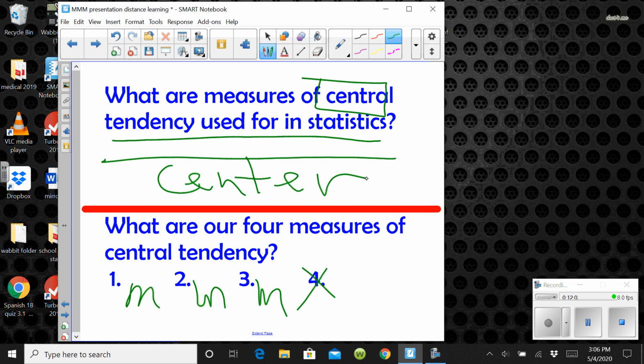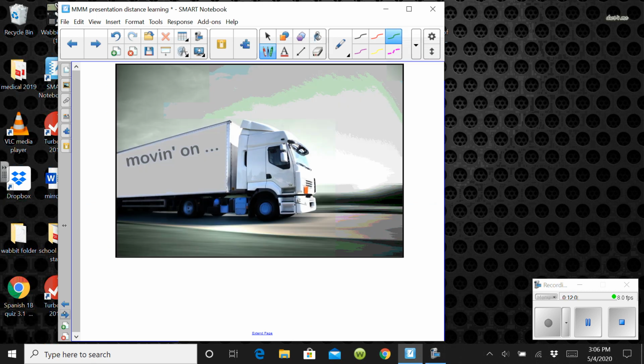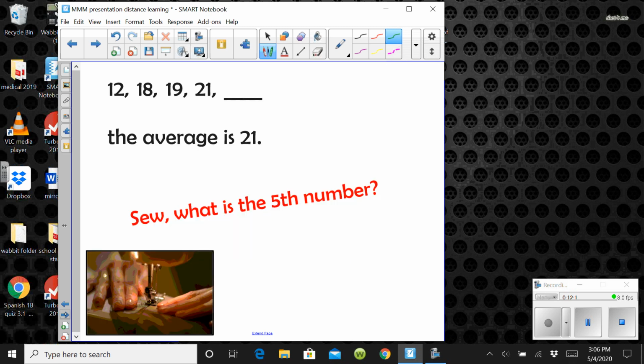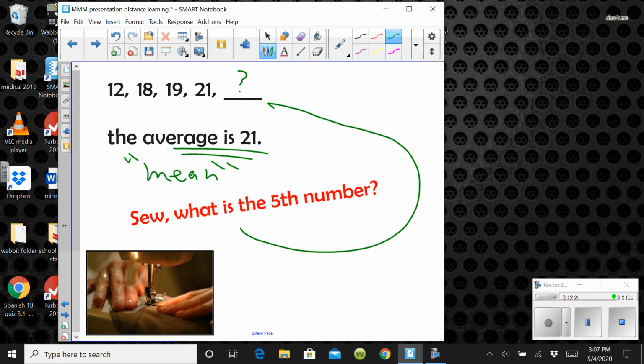Can I add one other little topic? Can we move on to one other little thing and then we'll be done already? Here's 5 numbers, 12, 18, 19, 21, and something. The average, the mean of those numbers is 21. What's the value of that number?